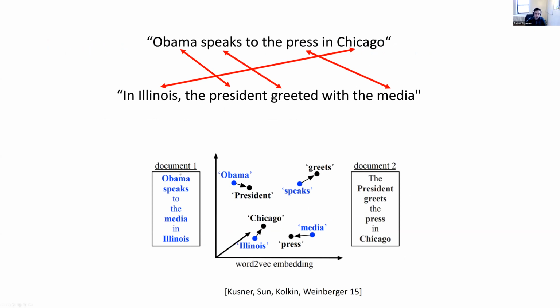We take each of these words, Obama speaks media in Illinois, and over here, president greets press in Chicago. We map them to some high dimensional vectors through a word2vec embedding. And then we see that Obama is very close to the vector president, speaks is close to greeted, and so on. So if we compute the Earth mover distance between the points in one sentence and the points of the other, we'll see that this Earth mover distance is in fact rather small, because there's a matching where, under the matched points, the distances are very close.